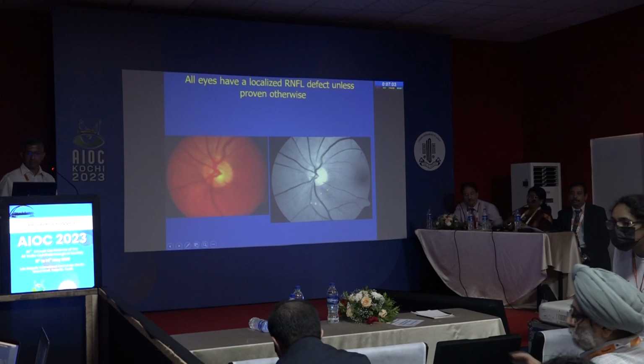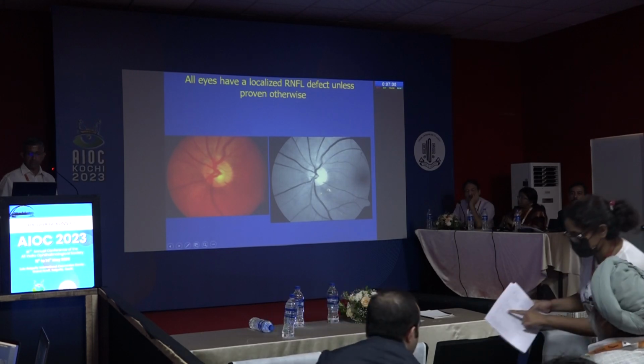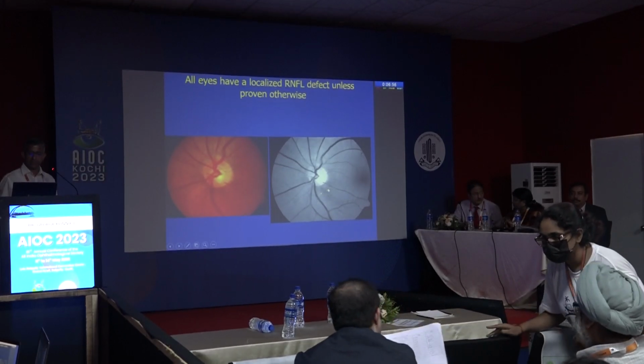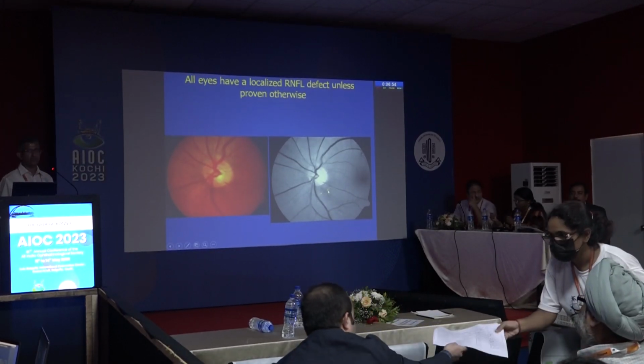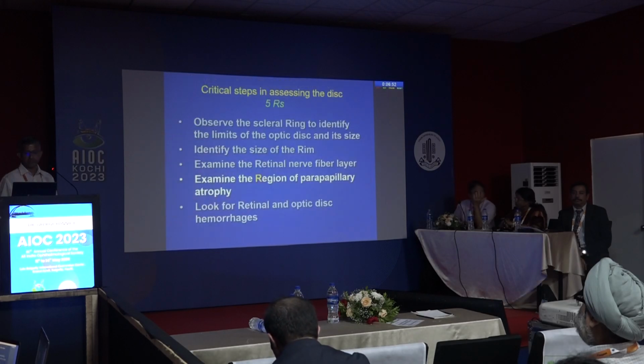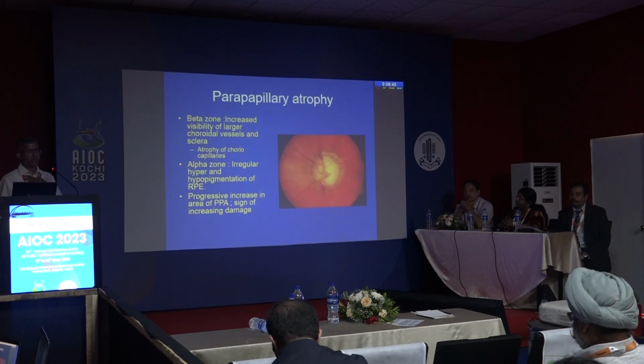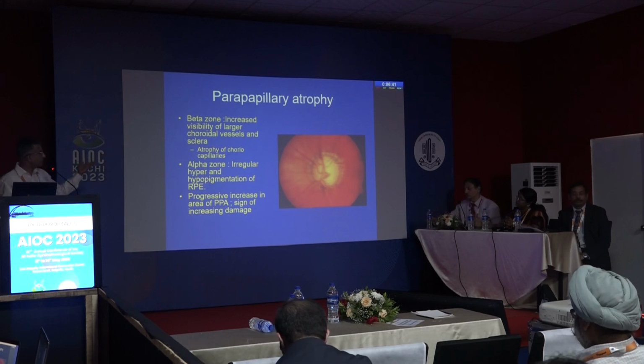So this is somebody with a more subtle defect. You can see that there is some difference in contrast between here and here, but this is again something that you will not see unless you look with a red free picture. Now you look for the areas of peripapillary atrophy. And why is the peripapillary atrophy important? It's important because of increased visibility of the choroidal vessels and sclera because of the atrophy of choriocapillaris, which can also be a sign of glaucoma.